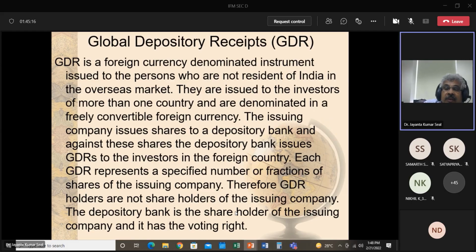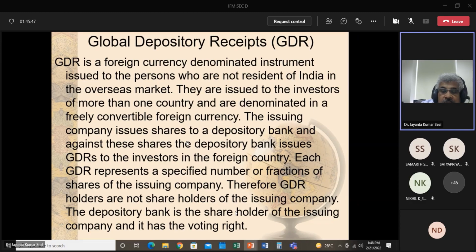So global depository receipts: American depository receipts are in the US, global depository receipts are in other countries, and they can also be issued in multiple currencies, multiple countries, and multiple stock exchanges. So GDR is a foreign currency denominated instrument issued to persons who are not resident of India in the overseas market. They are issued to investors of more than one country. I have already mentioned that, and they are denominated in a freely convertible foreign currency.